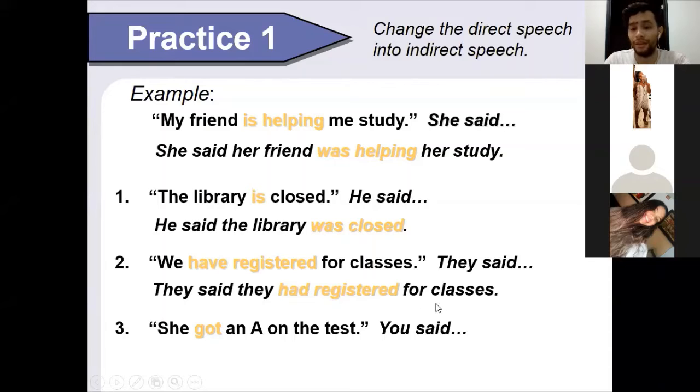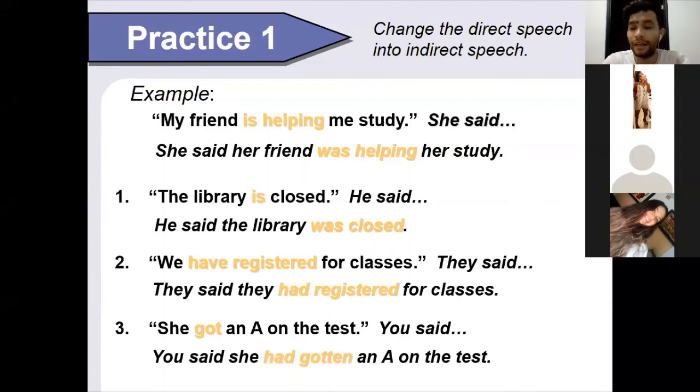You said she had got an A on the test. Perfect. Remember that we have those 2 versions, right? That she had got, or that she had gotten an A on the test.